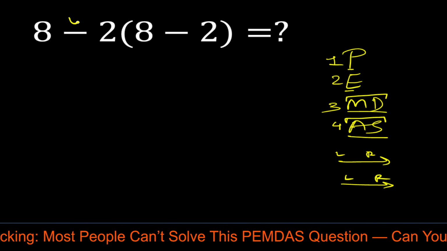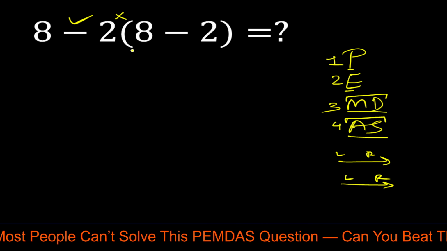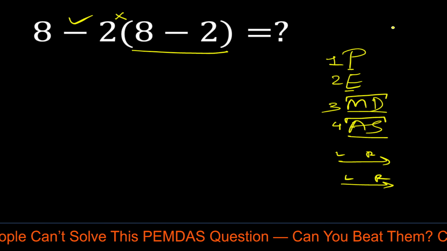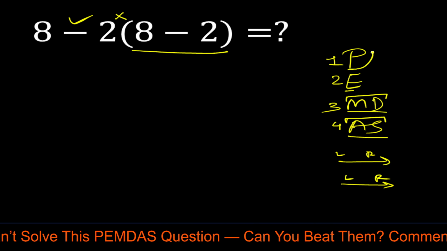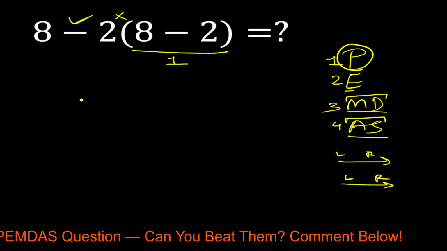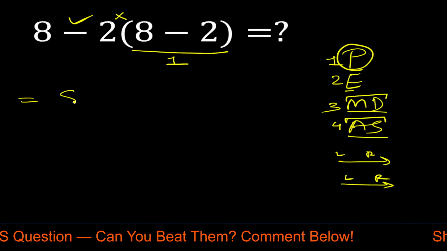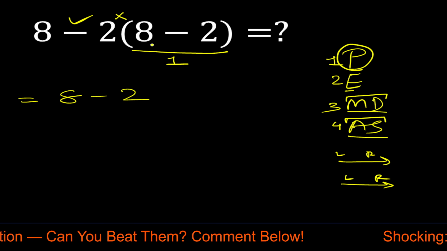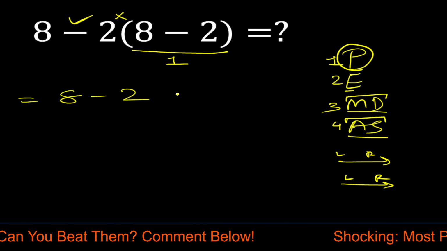So in this question, here we have subtraction, here multiplication, and here parenthesis, right? So according to PEMDAS rule, first we have to solve parenthesis. So first we have to solve this parenthesis, right? So 8 minus 2. Now solve this parenthesis. 8 minus 2 is equal to 6.